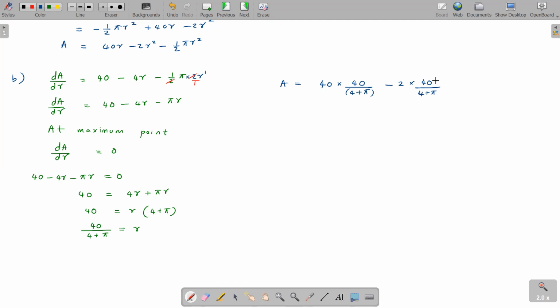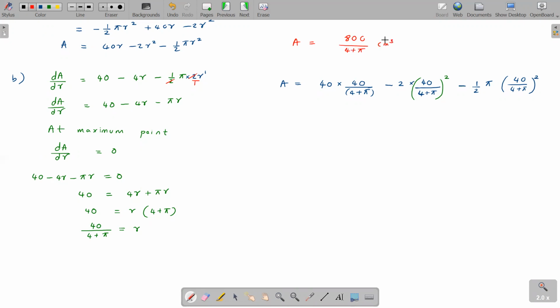Because it's r square. So 40r minus 2 times r square minus half pi times r square, where r square is again 40 over 4 plus pi, squared. Now, of course, the easiest option here is to type the whole thing in the calculator and get a decimal answer. However, at the back of the book, they show me the answer as 800 over 4 plus pi cubic centimeters. This is what they show at the back of the book.